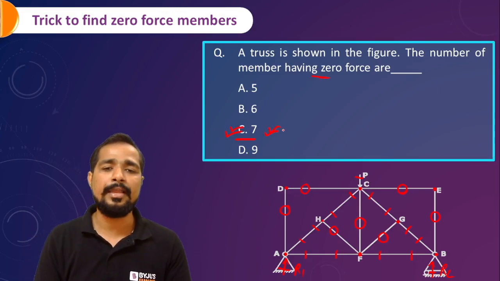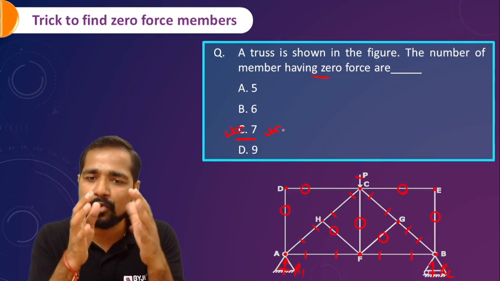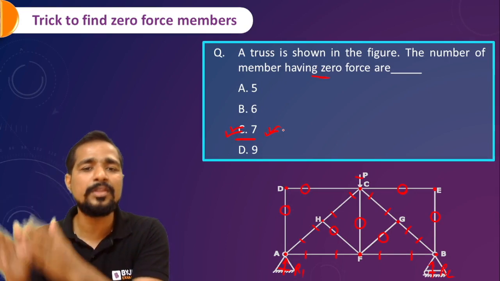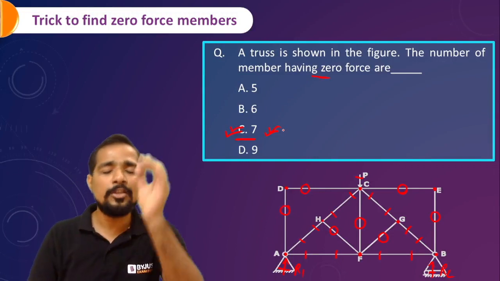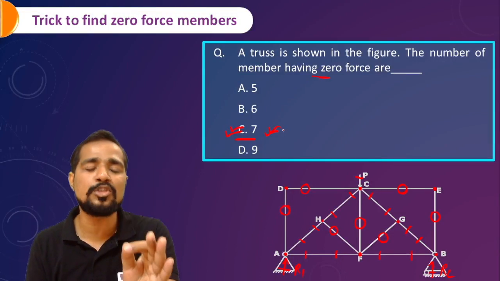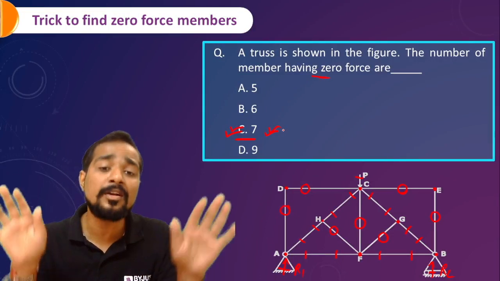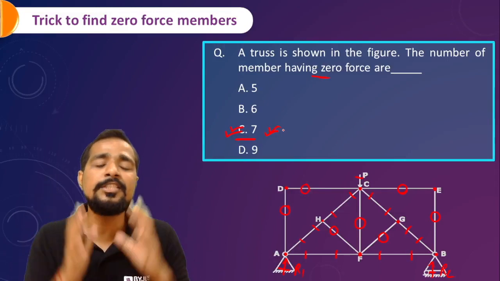Okay. So again, in this way you will just move from 2, then 3, then 4, then 5. In this way you will move. You can easily find zero force members and you can remove your confusion to solve these types of problems.